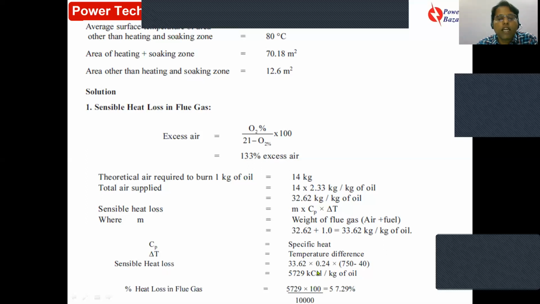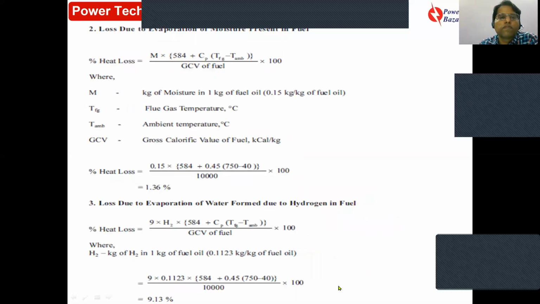Now let us divide this kilocalorie per kg of oil by GCV of oil. GCV of oil is how much? 10,000. So I got 57.29% is the heat loss, particularly in the flue gas. So this is a very huge loss. Almost 50%, more than 50% has been taken away by losses.